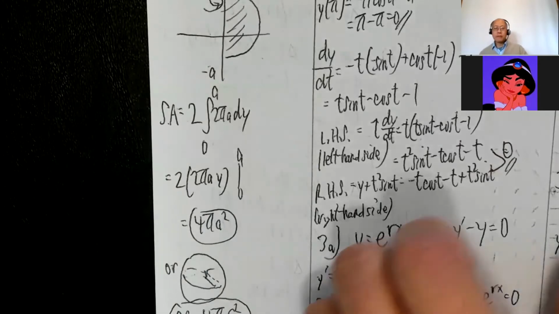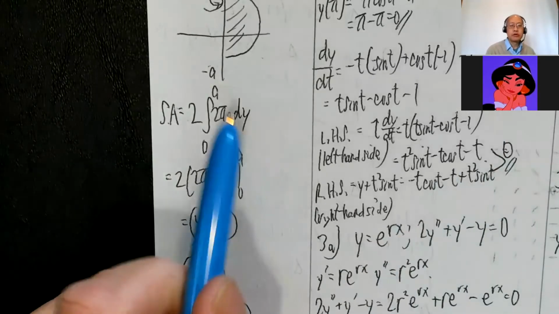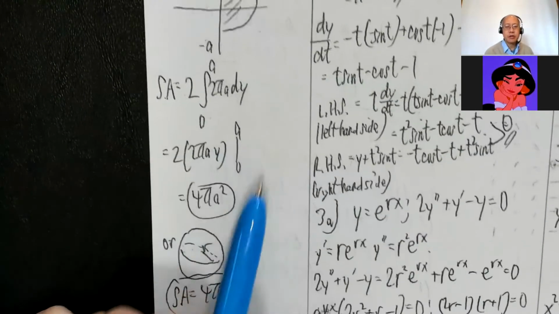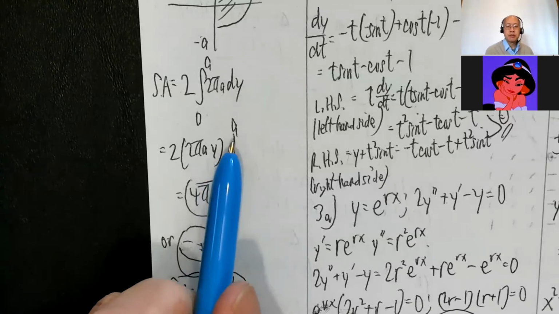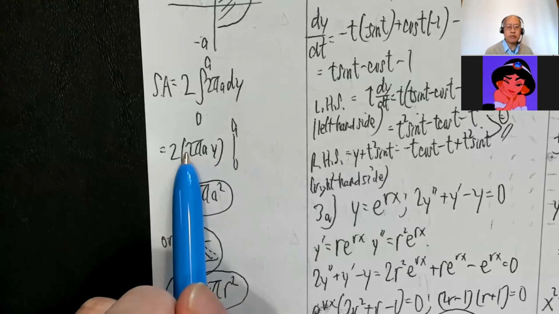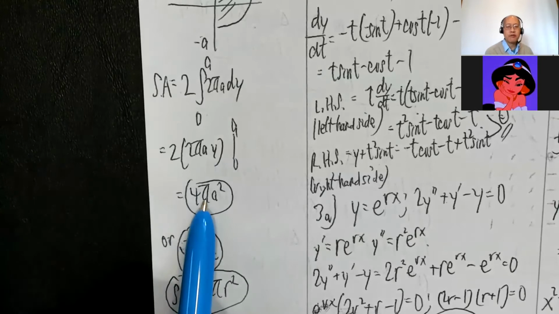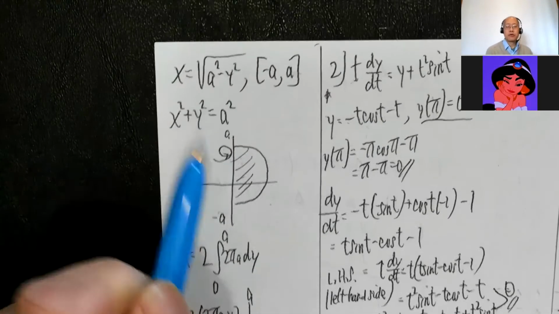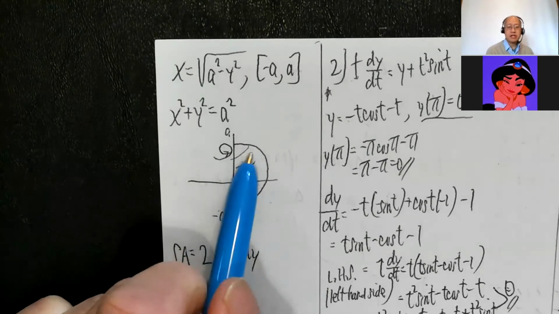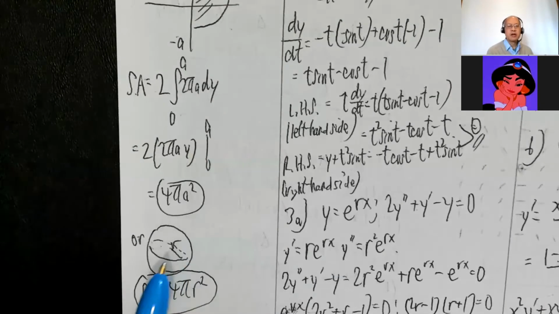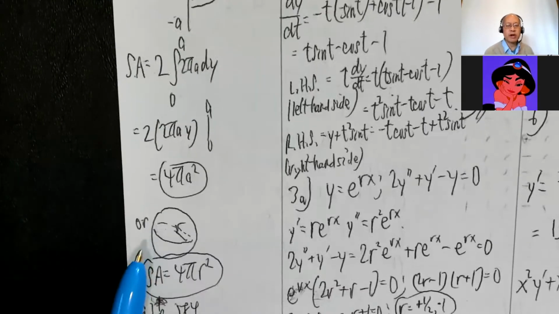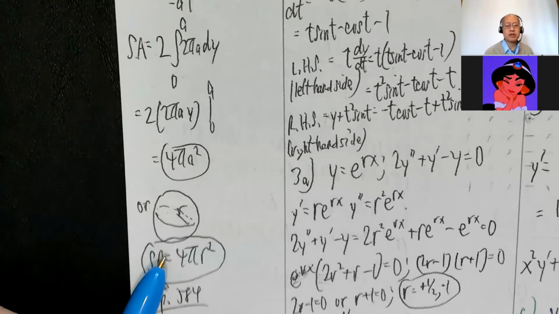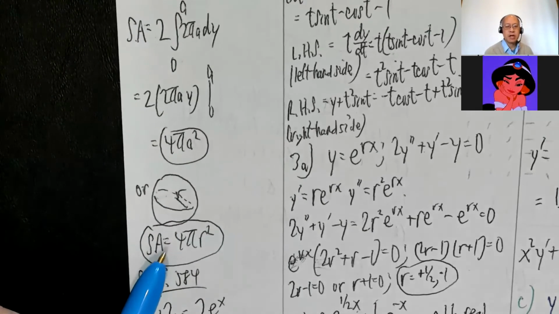So just like before, the integral is the same. 2 times 2 pi a y from 0 to a. Plug in 0, you get 0. Plug in a right there, you have 2 times 2 pi, 4 pi, a times a, 4 pi a squared. Okay. So which means, back in this picture, the radius is a, surface area is 4 pi a squared. In other words, we've proven the formula for the surface area of a sphere is 4 pi r squared.